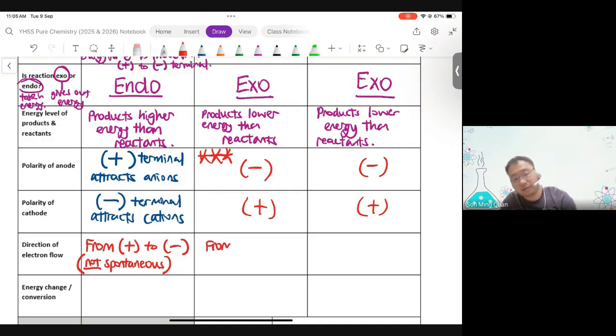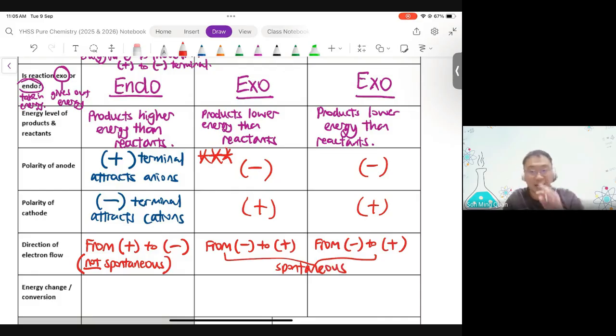Whereas for the other two, it's from negative to positive. This is spontaneous. Don't need battery. Naturally will happen.